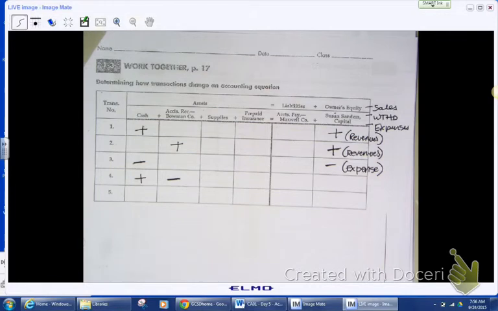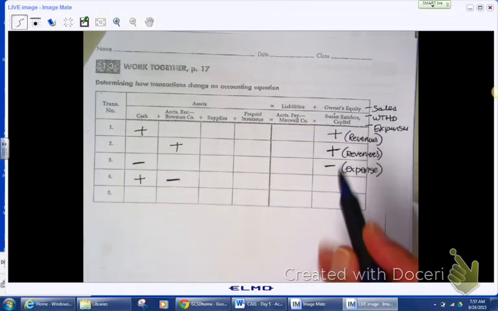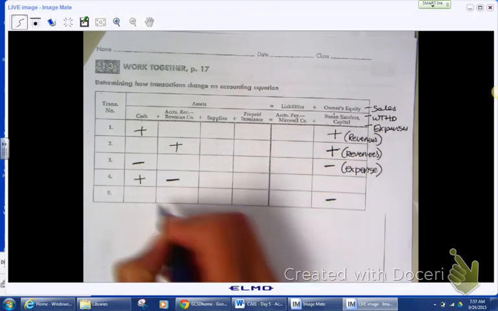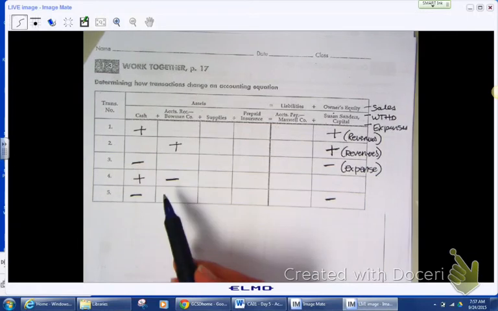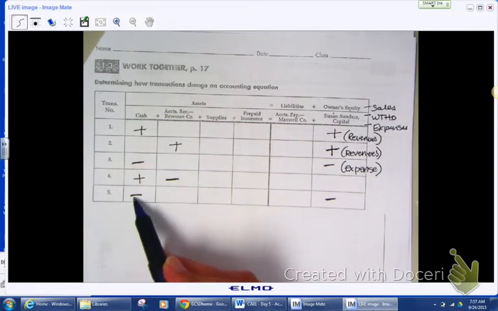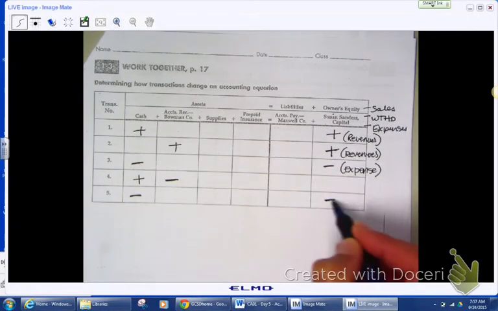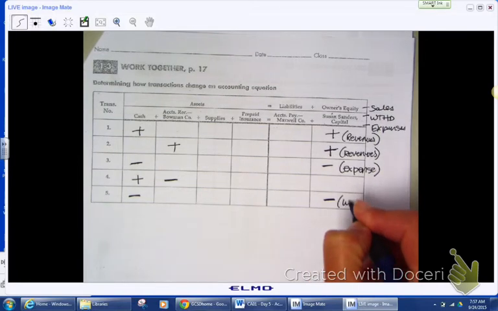Number 5, paid cash to owner for personal use. What are my two accounts? Cash, unequivocally, and yes, it's going to be the owner's equity in the form of a withdrawal. So this one is going to be a minus. We know unequivocally it's a minus because we're paying out cash. So that's reducing our cash. And it's a withdrawal to the owner.